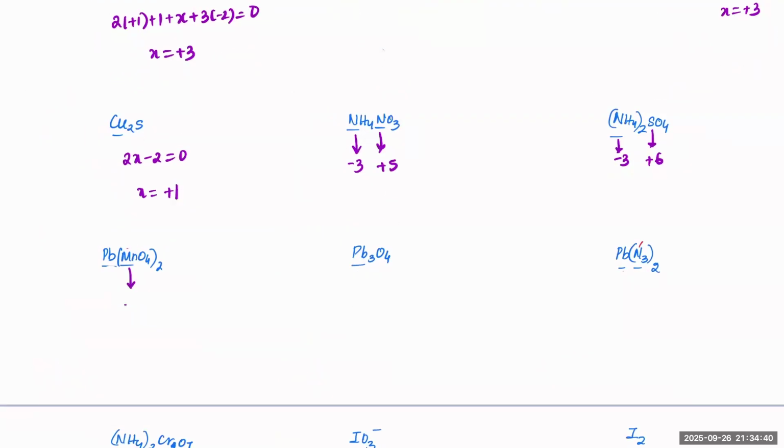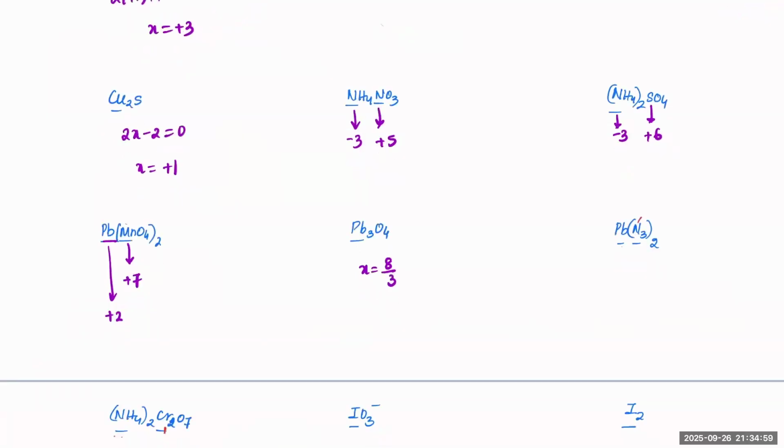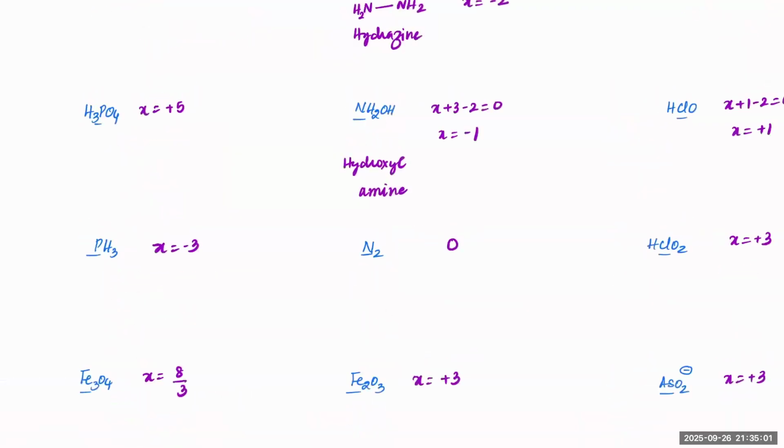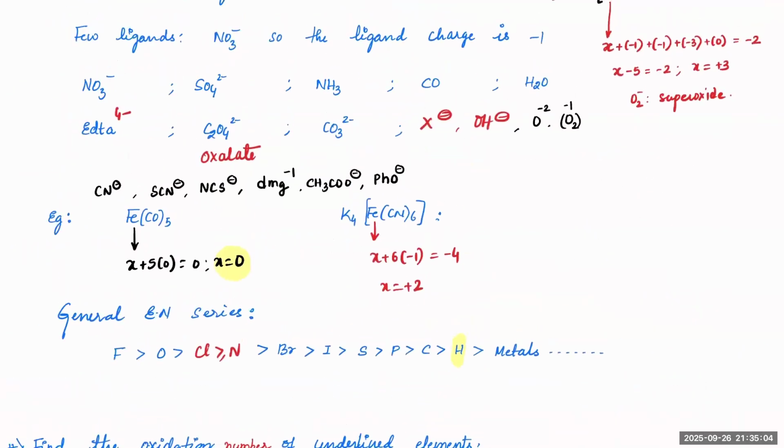Here manganese will be plus 7 because it is from a manganate form, and lead will be plus 2. Here, same logic as that of iron, so x will be equal to 8 by 3. And here N3 minus, this is one thing I forgot to add. Everybody go back here and add that.